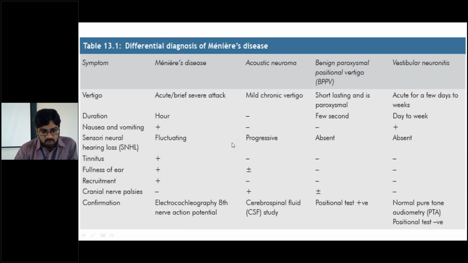But you need to remember one thing: if it's a fluctuating sensorineural hearing loss, then it is Meniere's. If progressive, then it's acoustic neuroma, and it is generally absent in both these conditions. You can confirm it by doing electrocochleography.